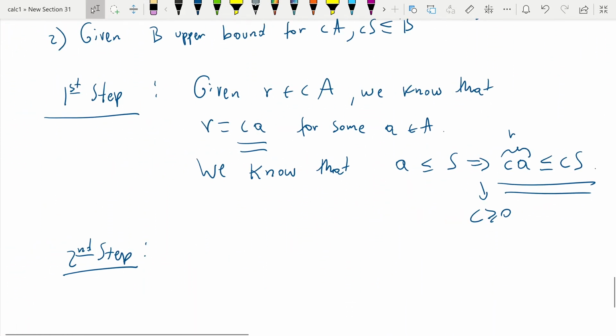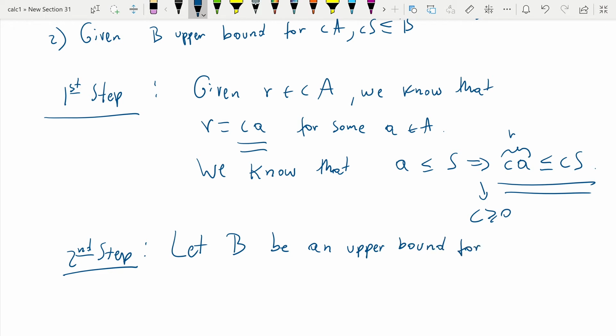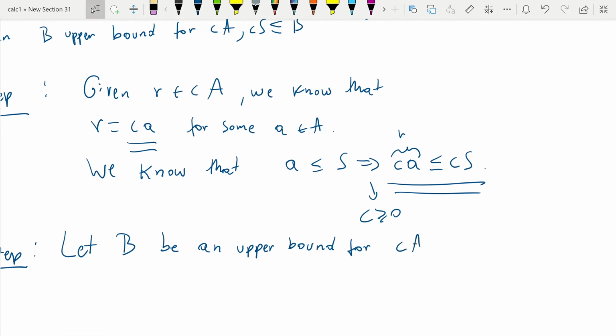Second step, okay, so we have an upper bound. So let B be an upper bound for CA. This means what? If we pick an arbitrary R, so for all R in CA, R is going to be less than or equal to B.